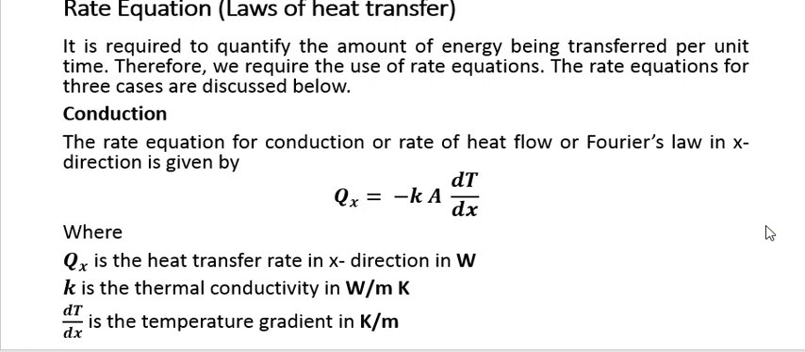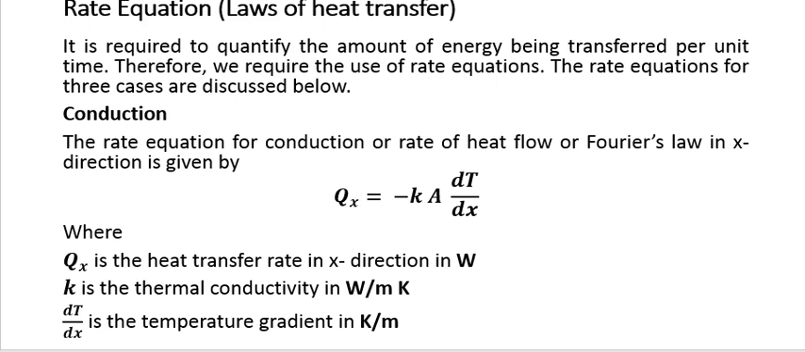Where k is the thermal conductivity in watt per meter Kelvin. Qx is the heat transfer rate in x direction, given in watt. We have to remember these things, which is very important while doing analysis. Remember the unit. K is the thermal conductivity. It is not stiffness here. Until now we have learned K as stiffness. Now K is thermal conductivity here.